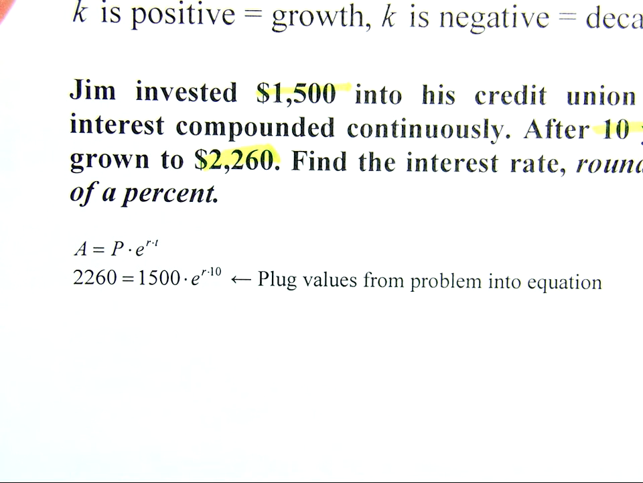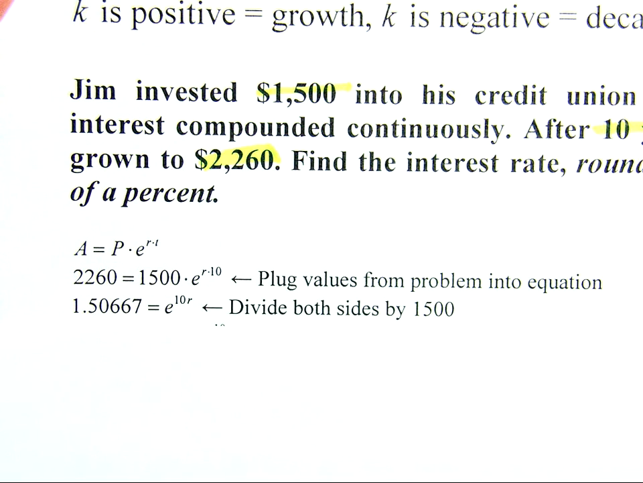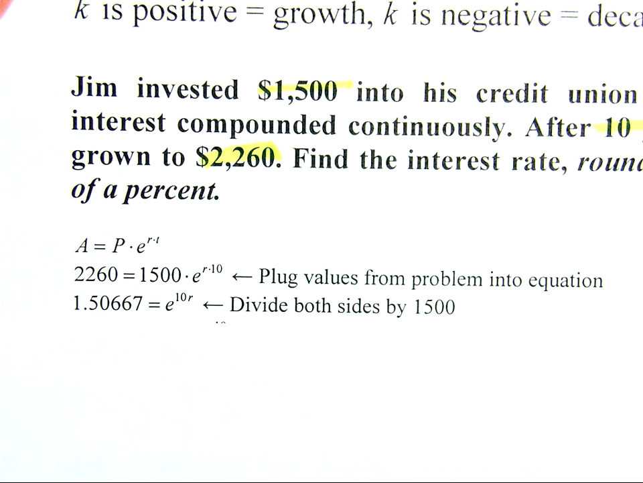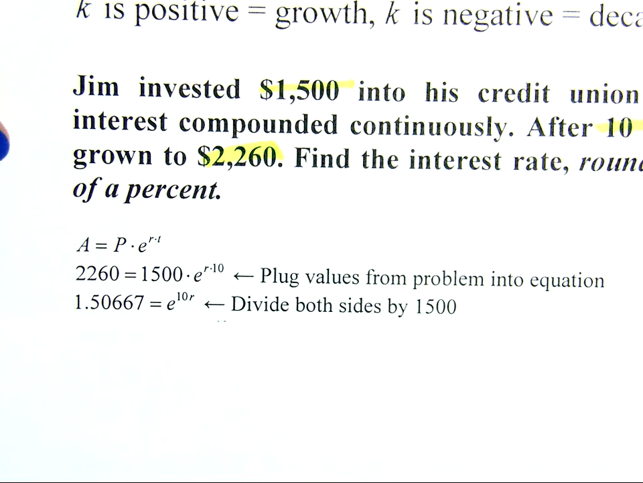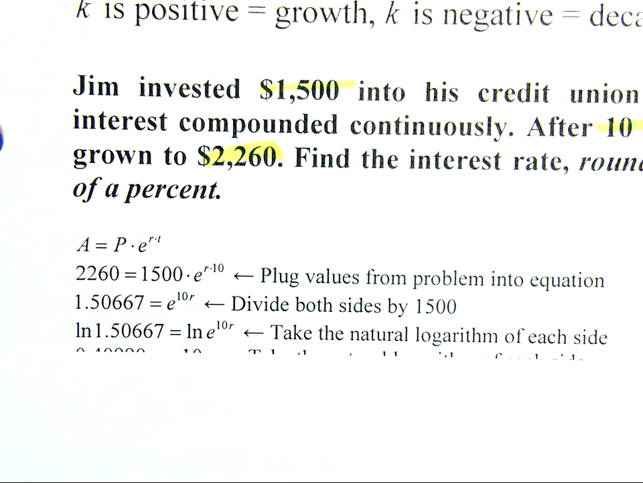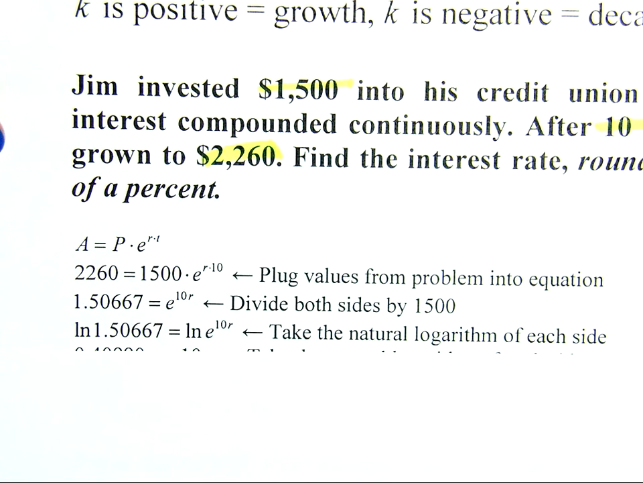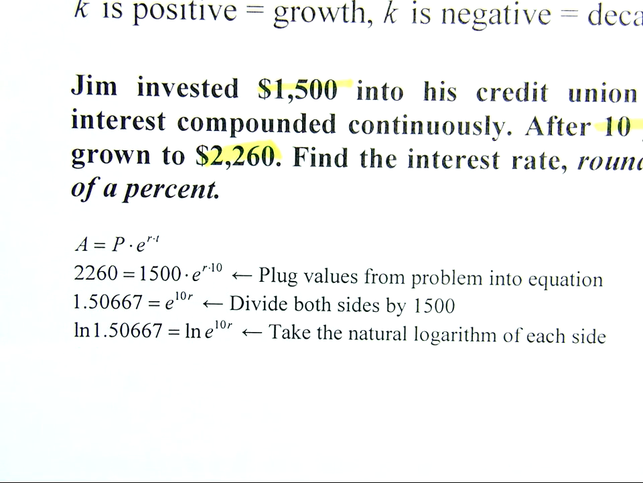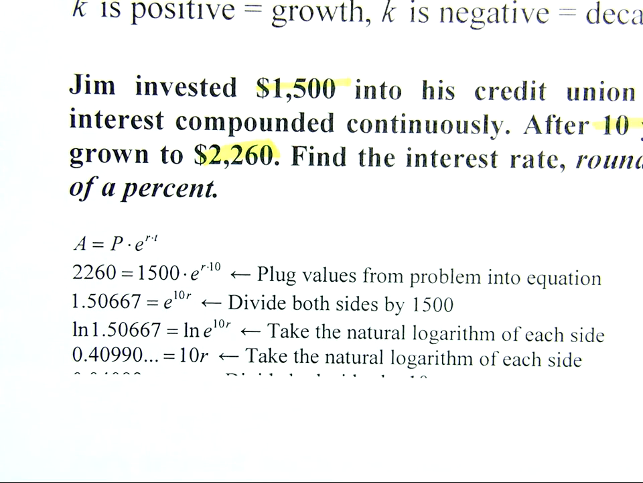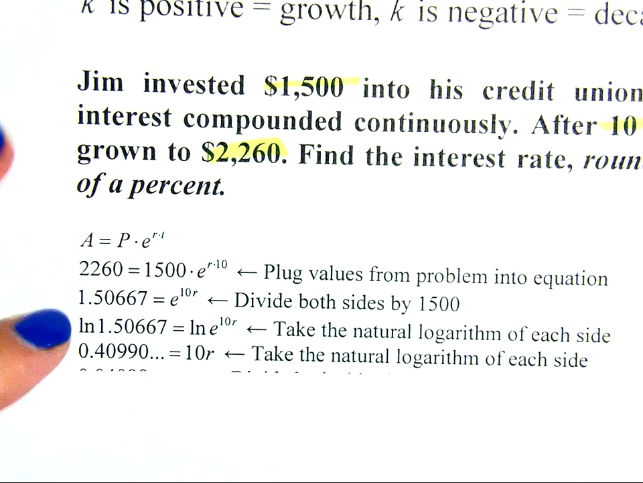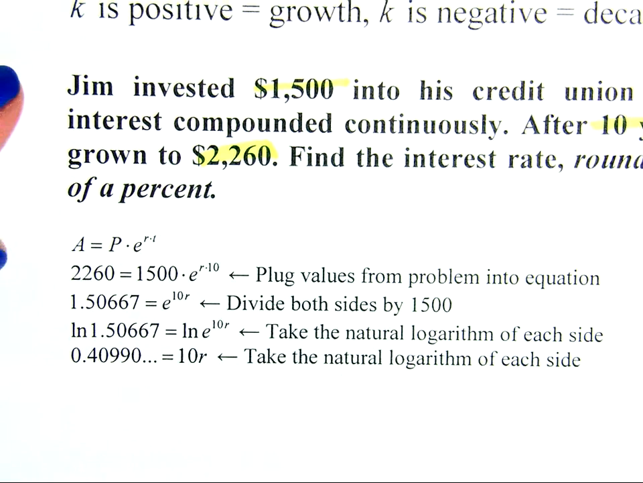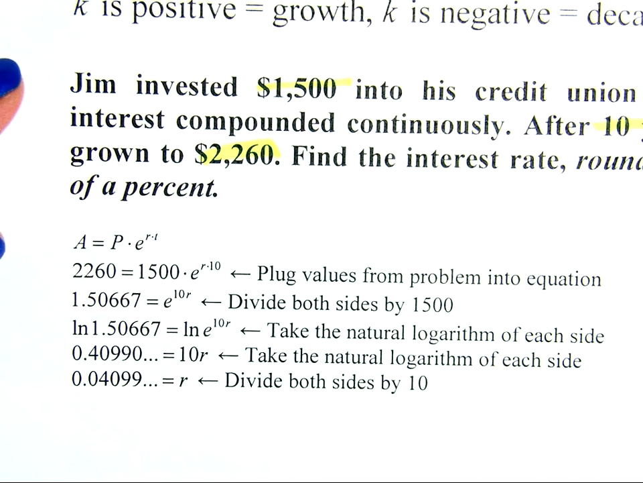And now I need to solve this, meaning I need to get that r by itself. So the first thing I would do is divide both sides by 1,500. Again, I'm trying to get that e by itself. Now, if I want to bring down that variable, 10r, I'm going to natural log both sides. Remember, the natural log of e is just 1, and that will allow that exponent to come down. So there is the natural log of 1.507, and then I have 10r. Then I would divide both sides by 10.